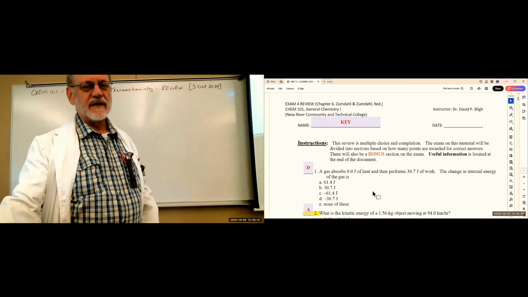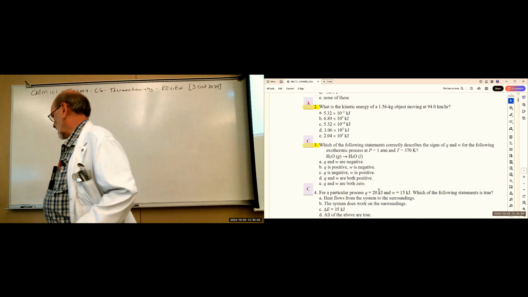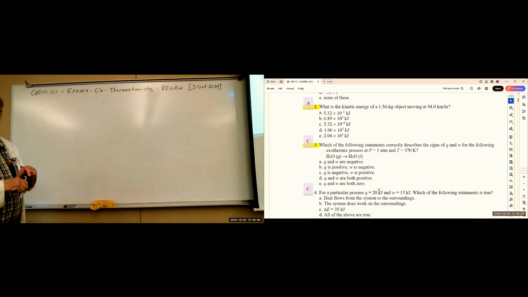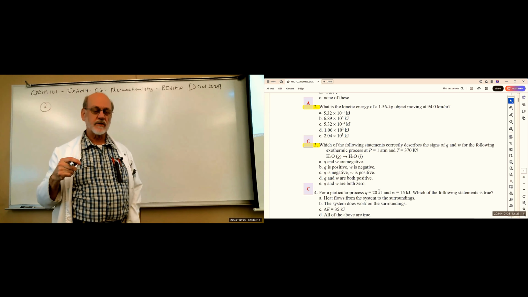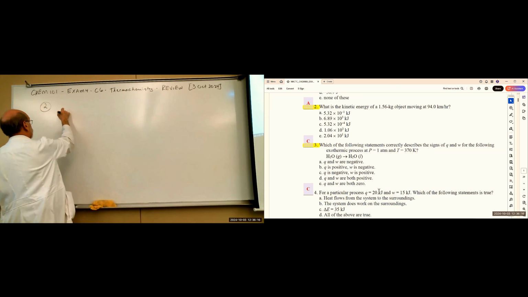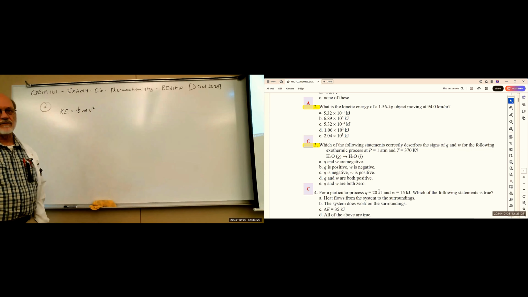Okay, we'll talk more about that when we discuss the lab itself. So let's look at these that I've highlighted, see if we can make sense out of it. Number 2. What's the kinetic energy of a 1.56 kilogram object moving at 94 kilometers per hour? Okay, here's what we're given. Well, the question is, what's the kinetic energy? Since we're talking about a single object, we're probably going to use that formula.